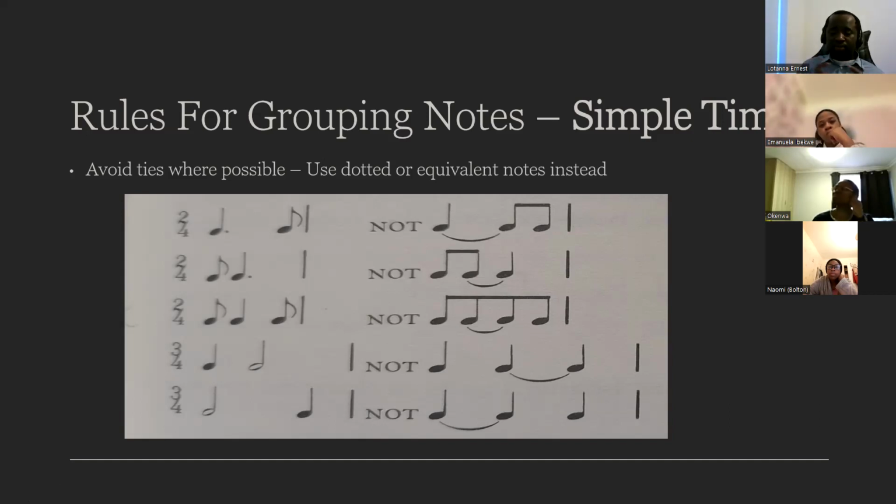So understand that principle: where you see ties, ask yourself, can I just collapse these ties into one note? It may be that I will need to add a dot, if it is a note and its half that are tied together, or I may need to just add the equivalent of the sum of the two notes. Do we understand that?